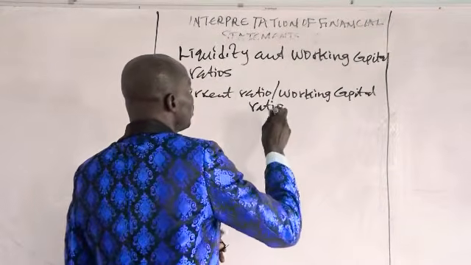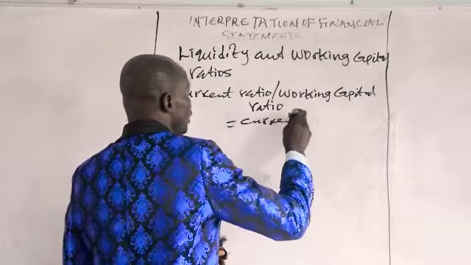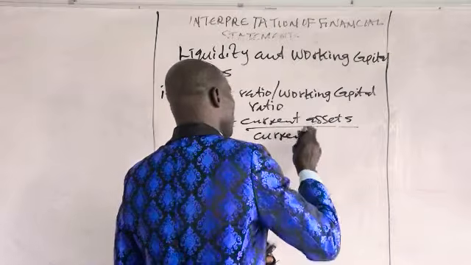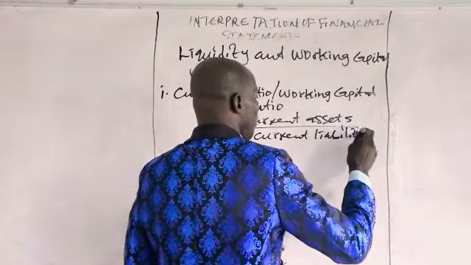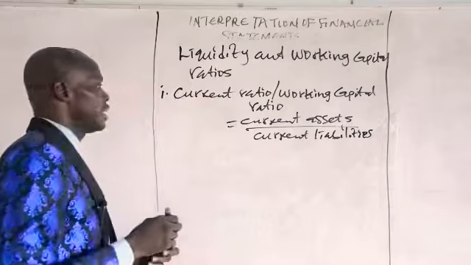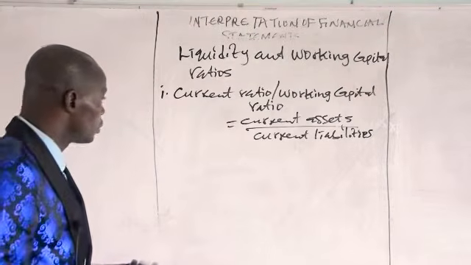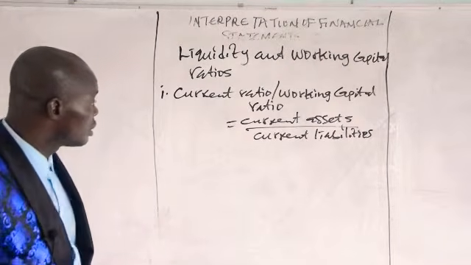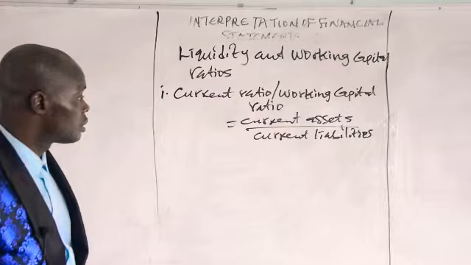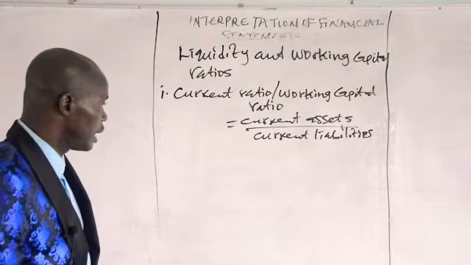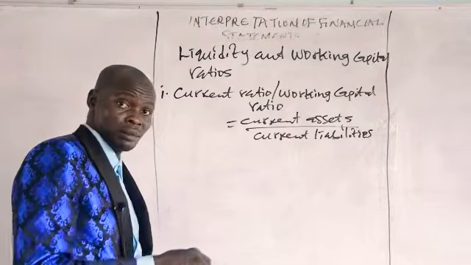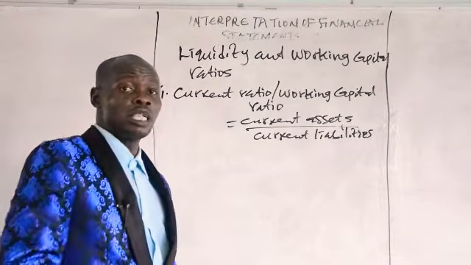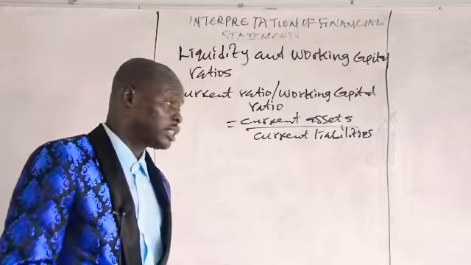This is the ratio of current assets to current liabilities. This ratio should not be too high, neither should it be too low. If it is too high, that shows there is over-capitalization or under-trading. And when the business is over-capitalized, it will not be able to generate sufficient profit.